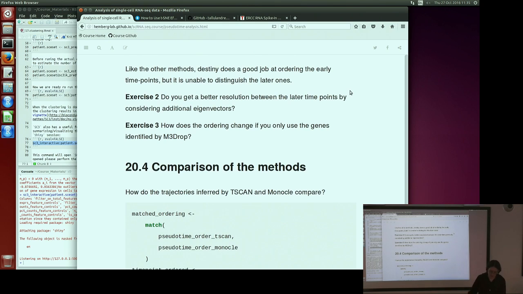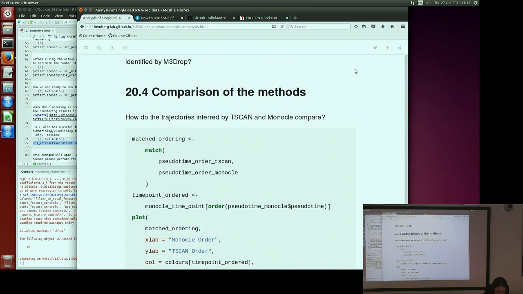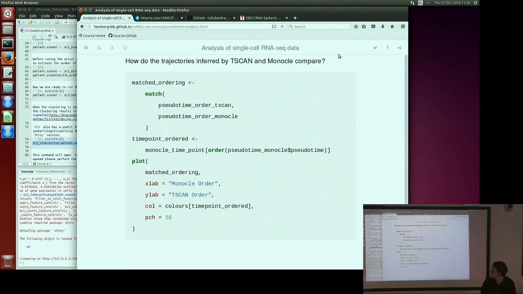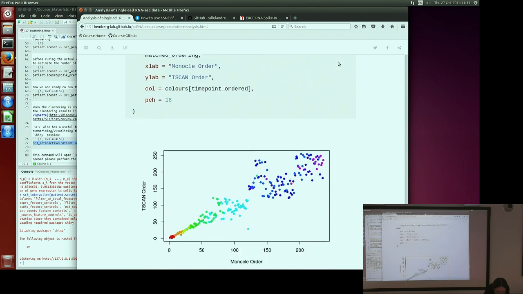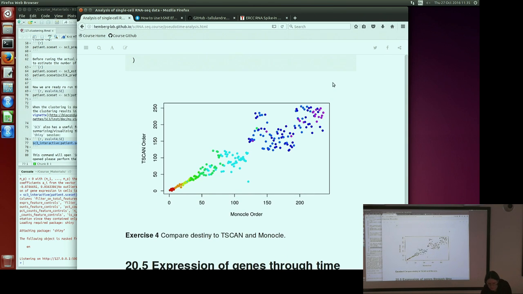There are a few exercises. I'll just finish talking about all this stuff, and then I'll give you some time to work through these exercises. So now we can compare T-scan and Monocle. Unfortunately, the diffusion map package is still in development, so it's quite hard to extract the pseudotime at the moment, but hopefully in a couple of months that will be finished, and we can compare that one as well. Here's the ordering for Monocle on the x-axis and the T-scan order on the y-axis, and the colors are the known time points. You can see that for the early stages we get very good consistent results, whereas for the later stages there are a lot more differences between the methods.